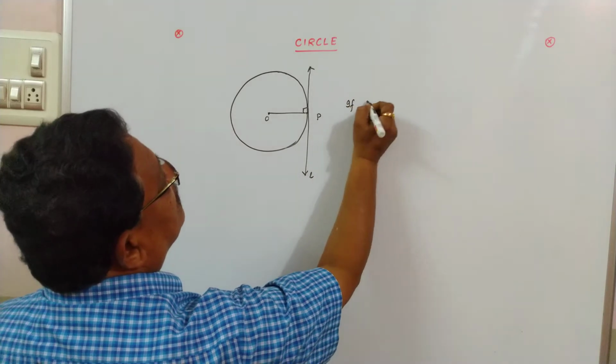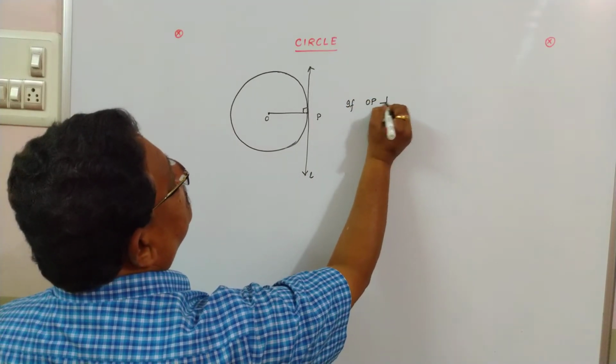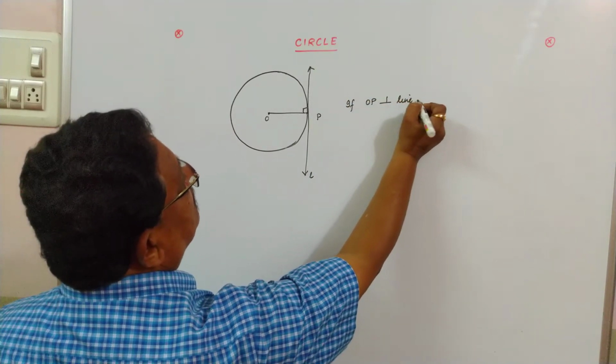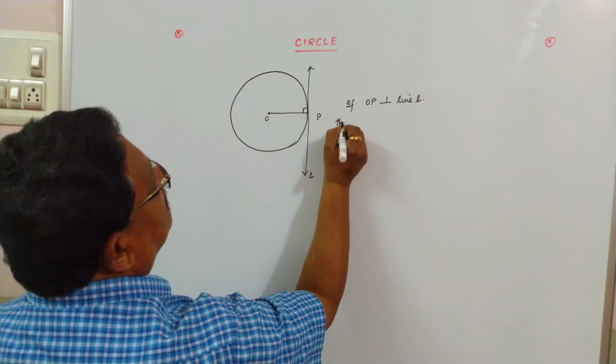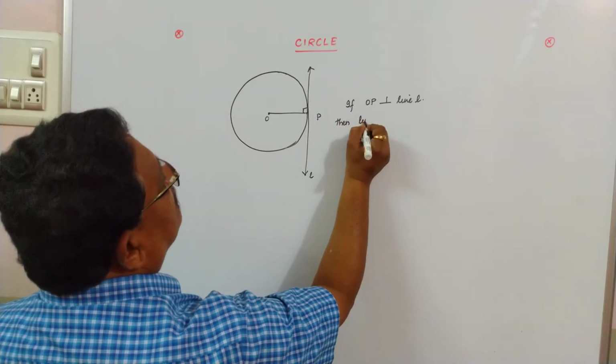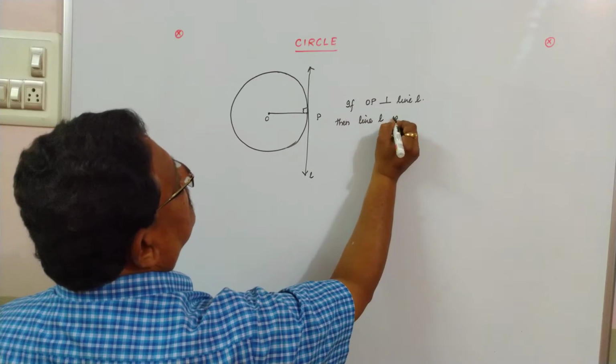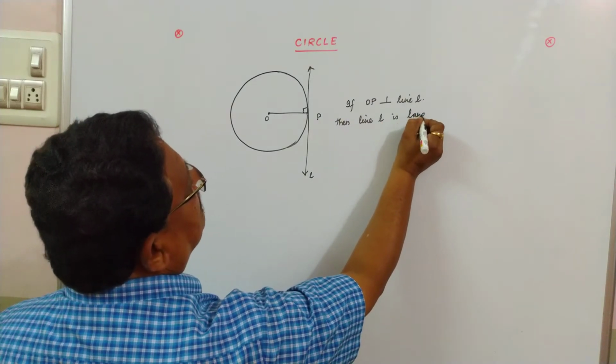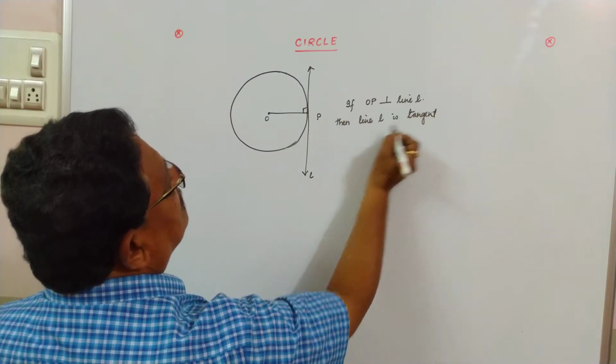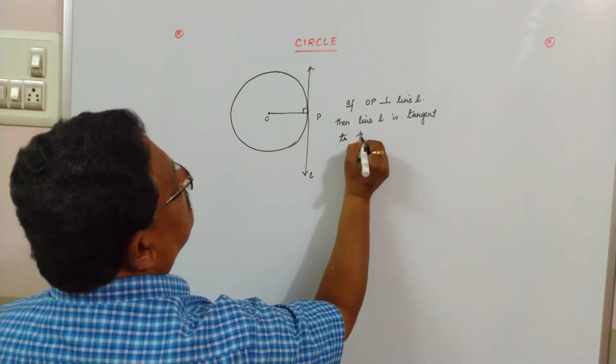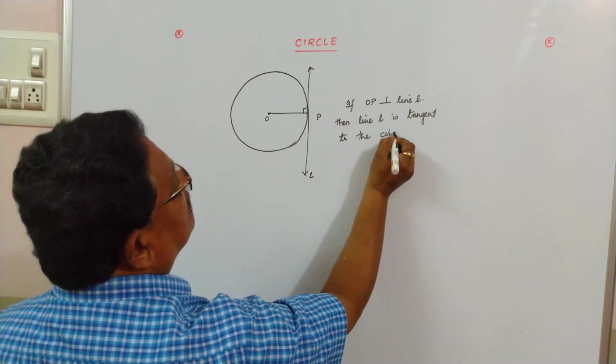If OP is perpendicular to line L, then line L is tangent to the circle.